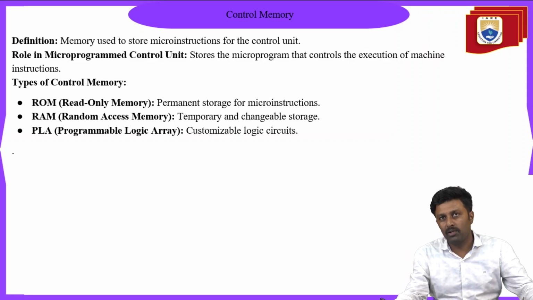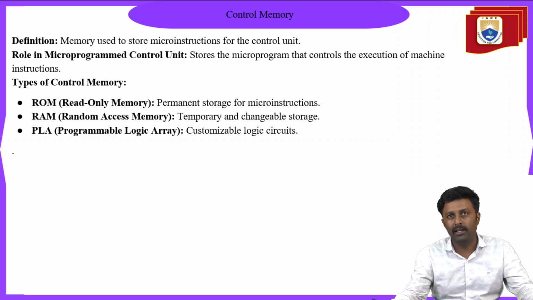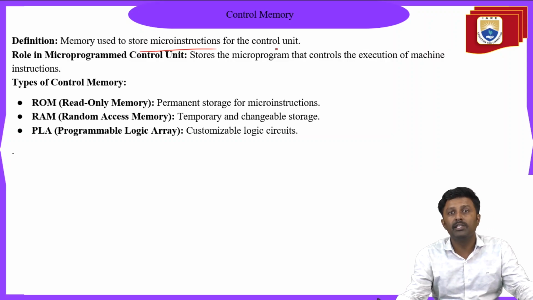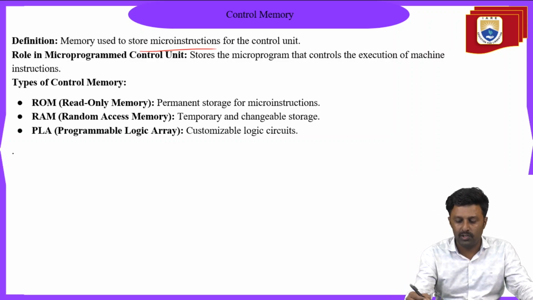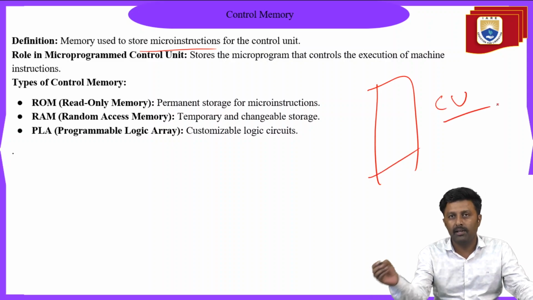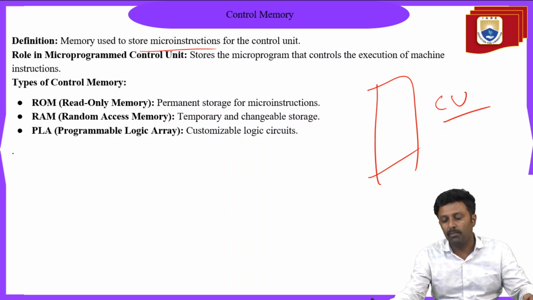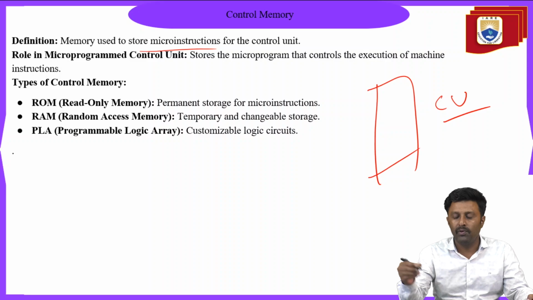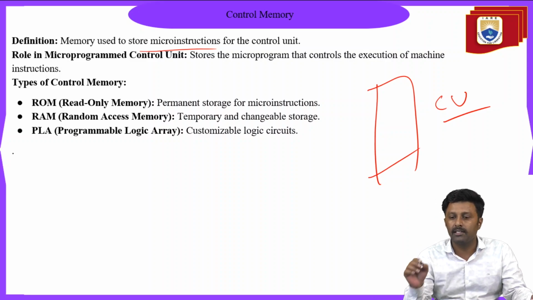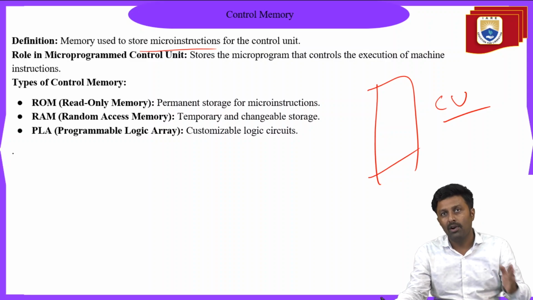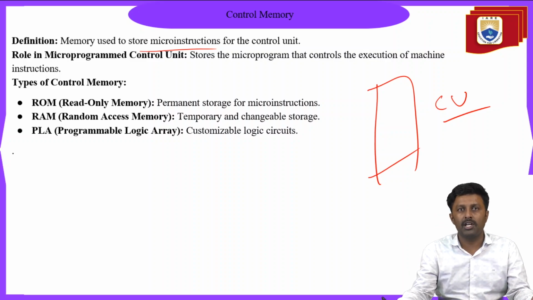Now we'll see about the control memory. We have been writing the instructions in the control memory, so let's see what exactly it is. The control memory is a memory which is used to store the micro instructions of the control unit, which is the heart of the computer and basically controls the whole computer. This control memory is made only for storing the micro instructions of the control unit.